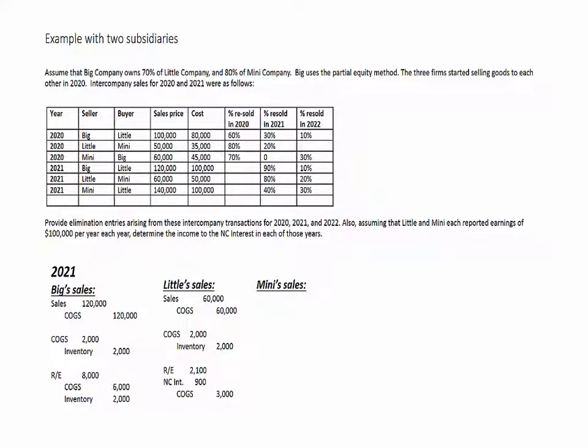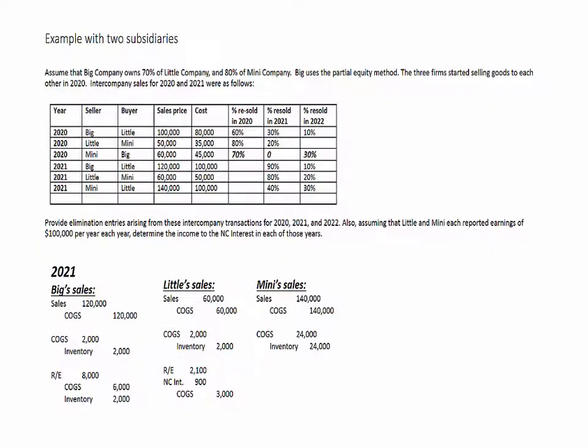Finally, for Mini's sales, again, we eliminate the intercompany sales revenue and cost of goods sold for $140,000. Secondly, we see that there's a $40,000 gross profit for Mini in 2021. 40% of that, or $16,000, has been realized. The other 60%, or $24,000, is still unrealized. So we have to go ahead and defer $24,000 as the unrealized gross profit.